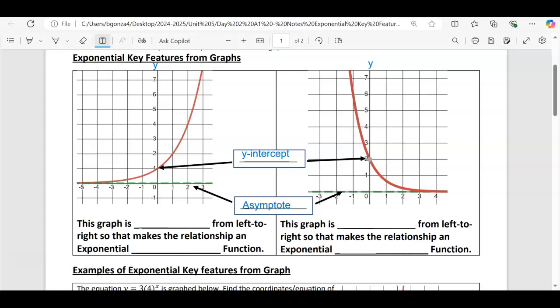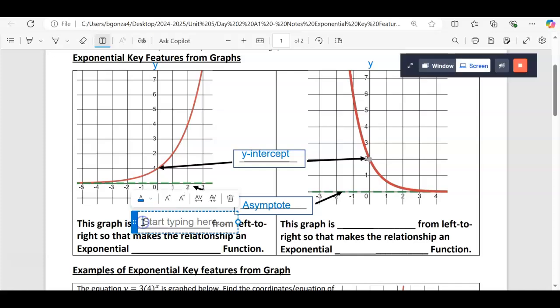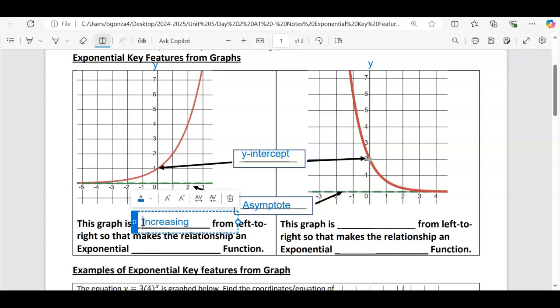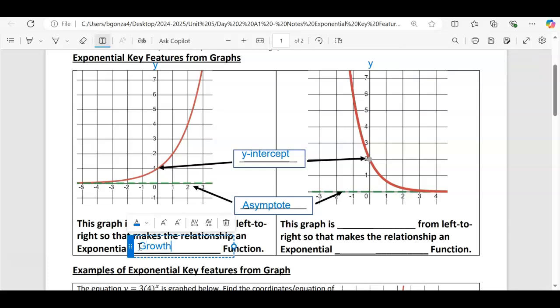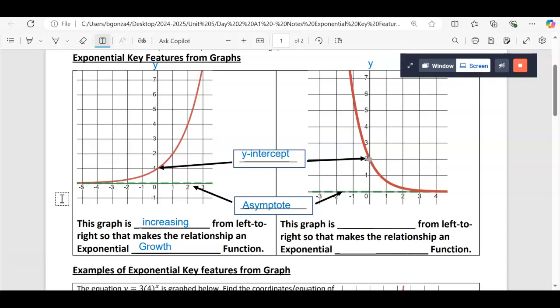Sorry. Focus. Now, the graph is what from left to right? So as it goes from left to right, like Mario World, like we're reading, we're going to the right. This one is going up. It's increasing. Write that down, please. Increasing. What do we call this graph if it's increasing from left to right? That makes the relationship an exponential growth function. Everybody, if it goes up to the right, it's called exponential growth.